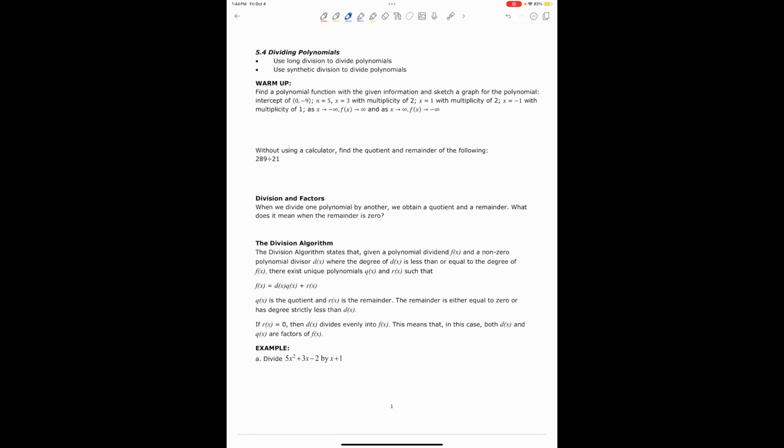Section 5.4, Dividing Polynomials. In this section, you're going to learn how to use long division to divide polynomials. You're going to learn how to use synthetic division to divide polynomials. Here is a warm-up activity from the previous section.